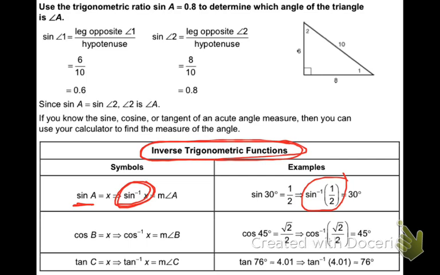Hopefully you got familiar with it. We can use the inverse function to find the degrees of the triangle. So when I know side lengths and I want to find degrees, I can use that. And the same is true for cosine and for tangent.